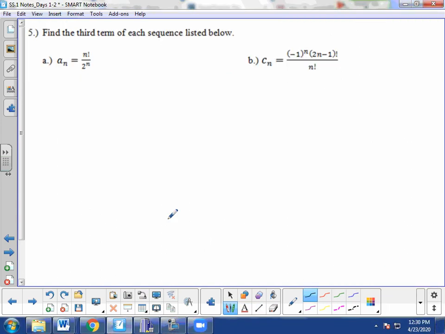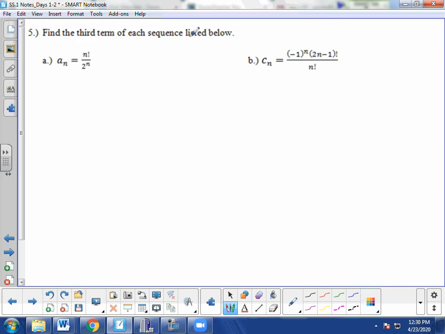Now let's go ahead and take a look at some sequences that actually use factorials. So if we take a look at problem number 5, it says find the third term of each sequence listed below. So there's a number of terms in the sequences. We're just going to practice using these sequences defined by factorials by just finding the third term.